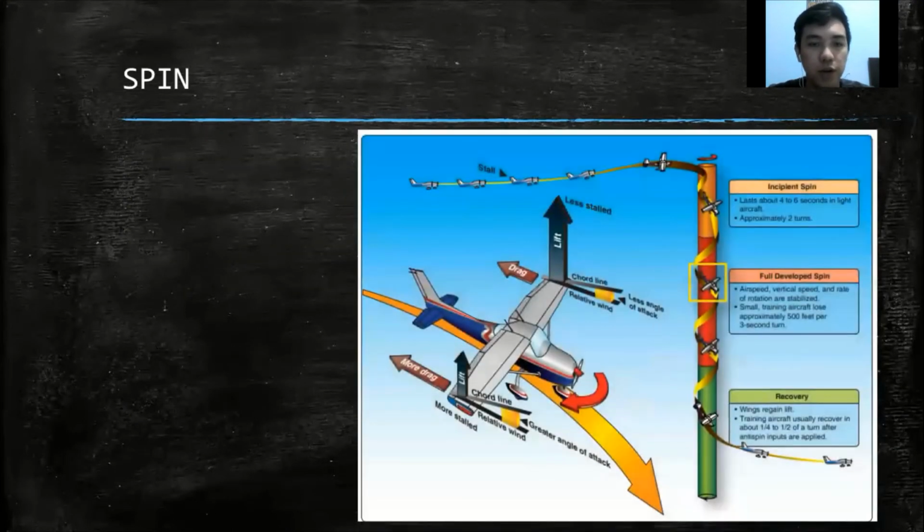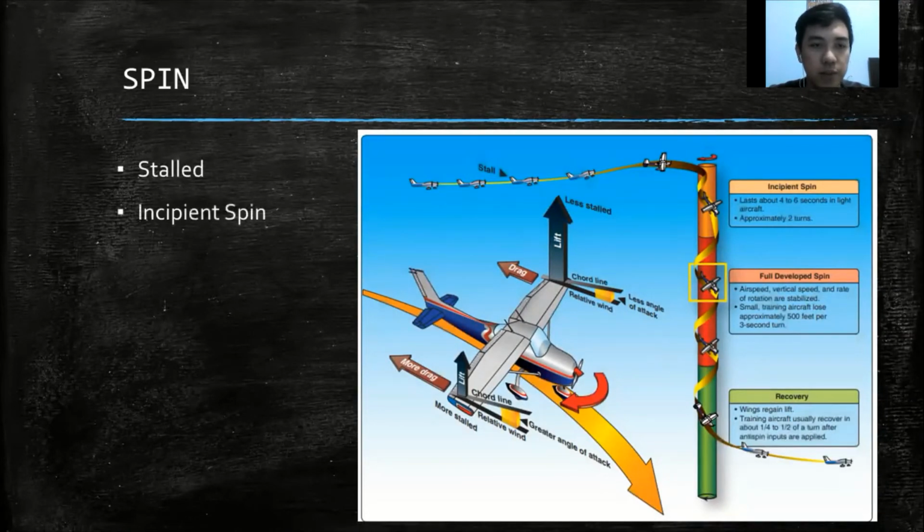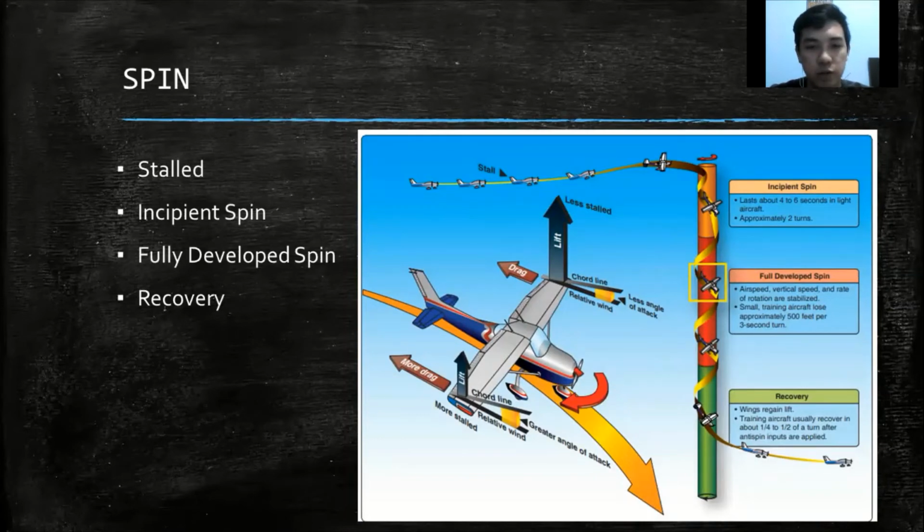So there are four elements in the spin. First is stalled, next is incipient phase or incipient spin, next is fully developed spin, and lastly is recovery. So paano nga ba napupunta sa incipient phase? So in order to enter the incipient phase, ang hinahanap is dapat one wing is more stalled than the other wing. So paano na-achieve na one wing is more stalled than the other wing? Nagagawa to when the flight is uncoordinated.